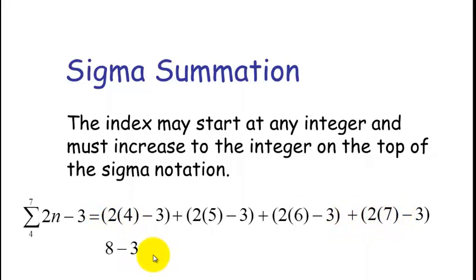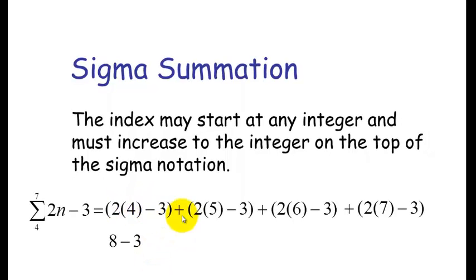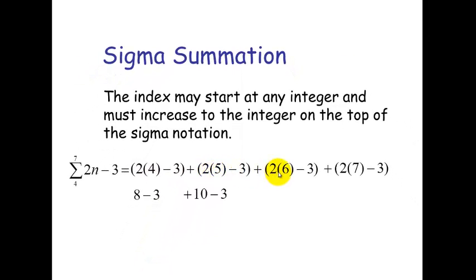Simplify each term, we'll get 8 minus 3, 10 minus 3, 12 minus 3, 14 minus 3, which is equal to 5, 7, 9, and then 11. Add everything up, we'll get 32.